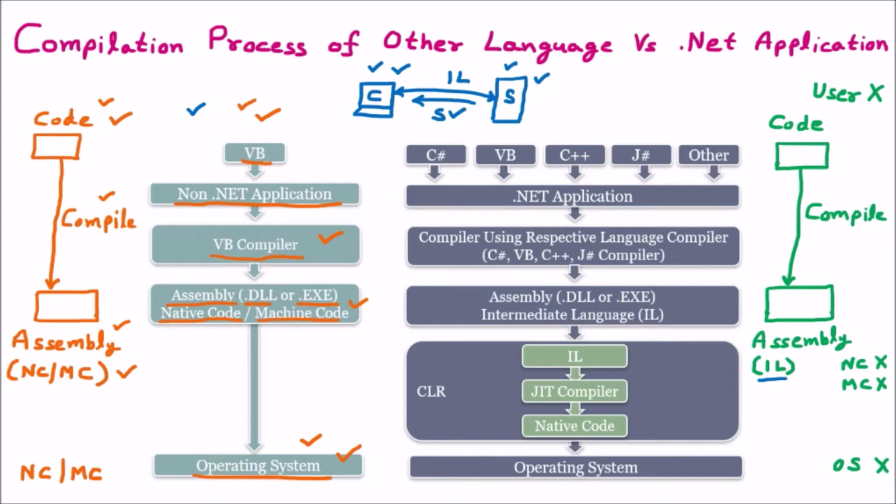Now we should understand why this intermediate language is very much important. If I take case number one, if I am using a client server application, then from server I am sending a code which nobody can read, nobody can modify in between, not even the client. So that's why we need this intermediate language.